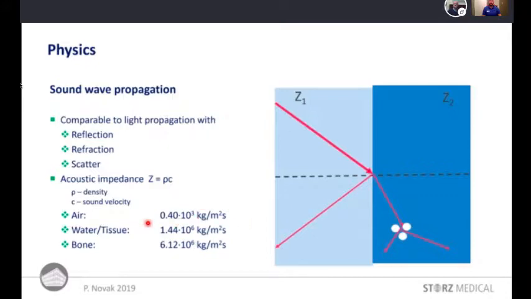We see here the values for the air. The acoustic impedance is very low. For the tissue, it's significantly higher, a factor of 1,000. And for bone, it is even a factor of 6 more. That means that to get full energy transmitted into the tissue, there mustn't be any air or air bubbles between your source of the shock wave and the target, the body.